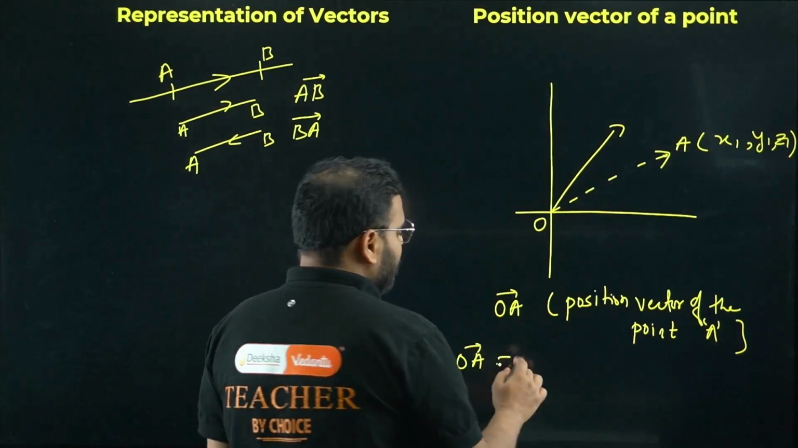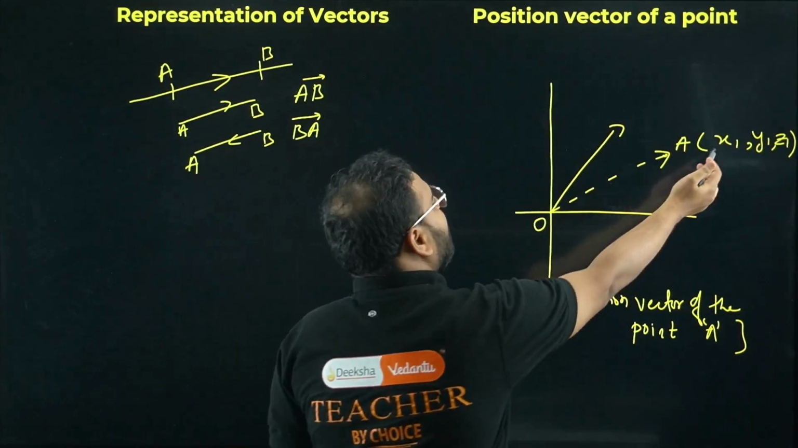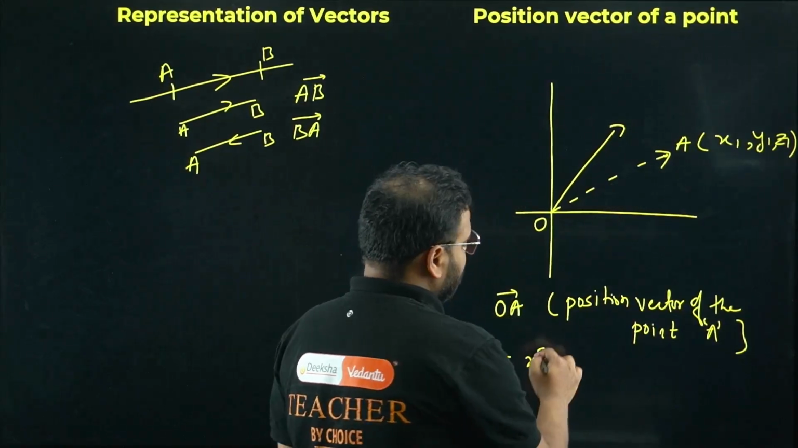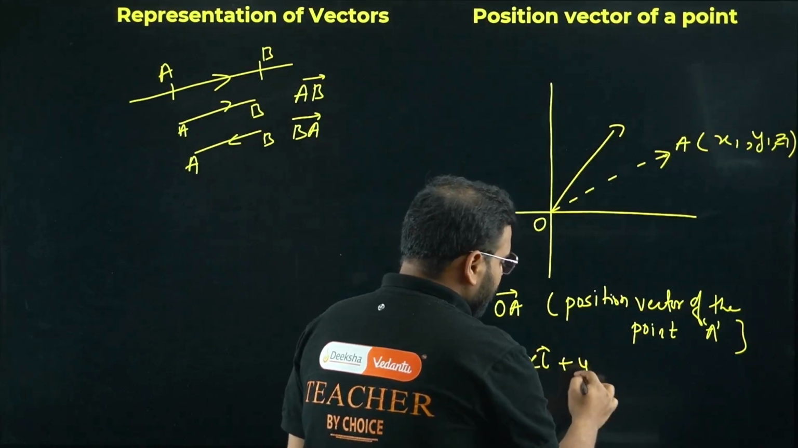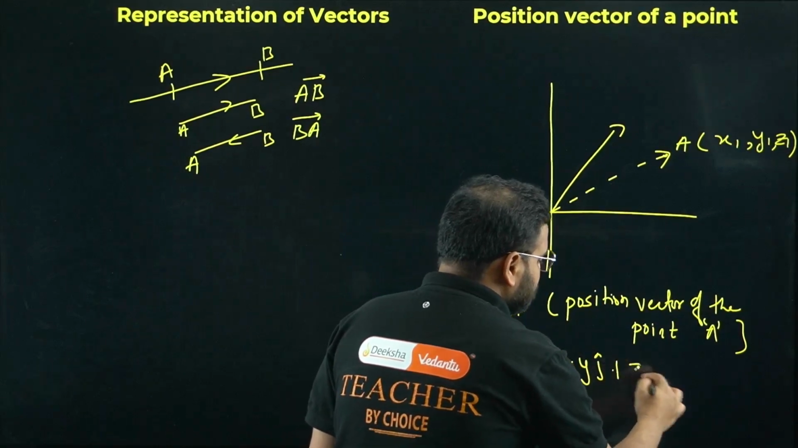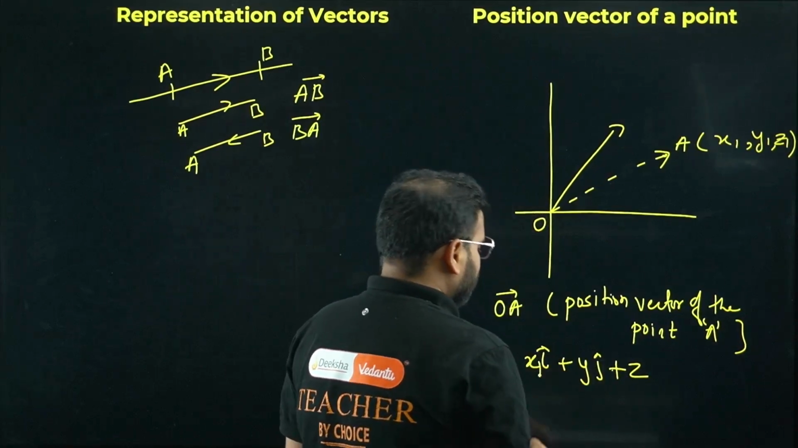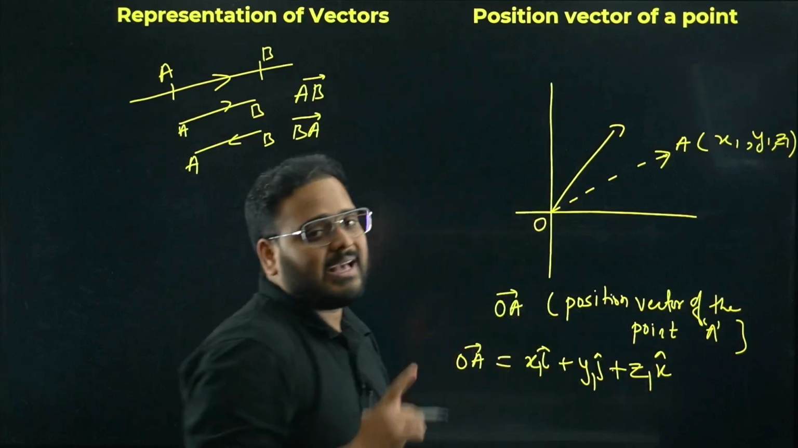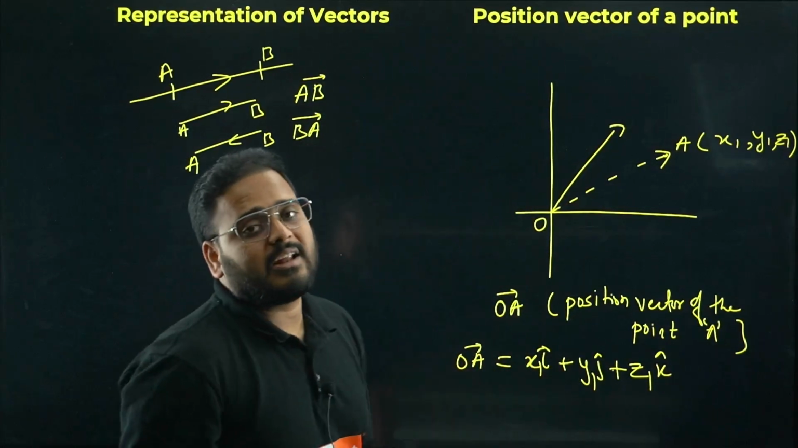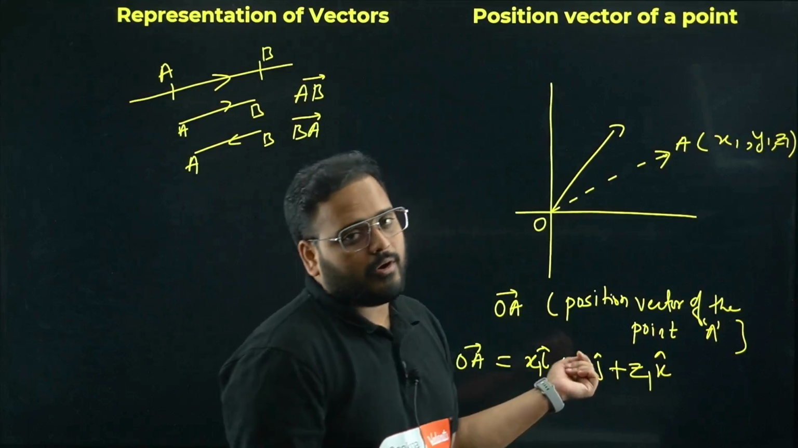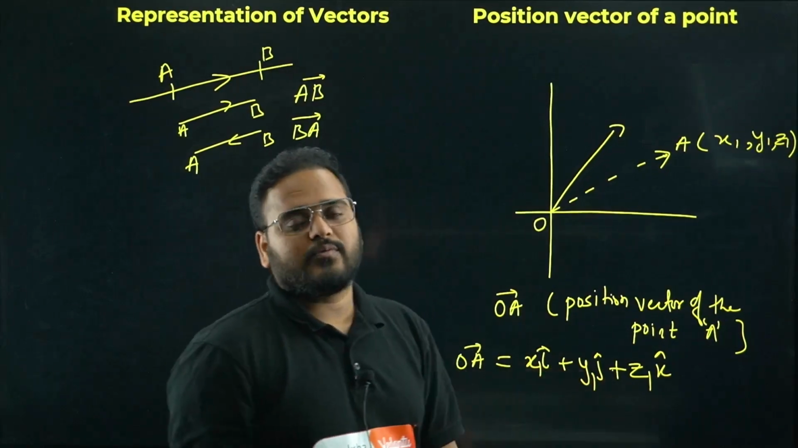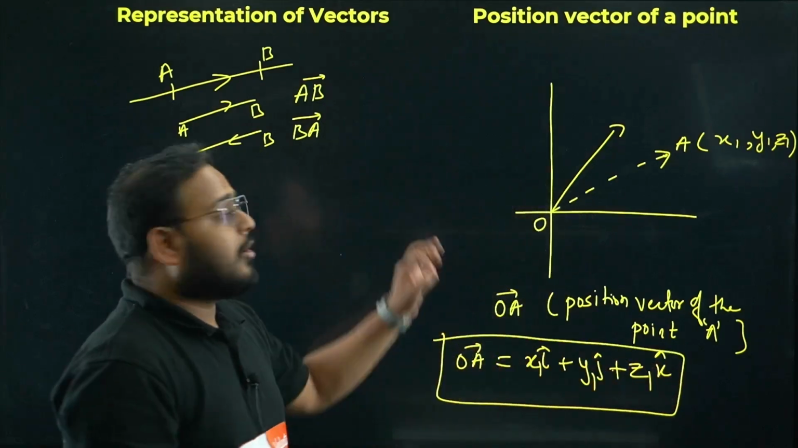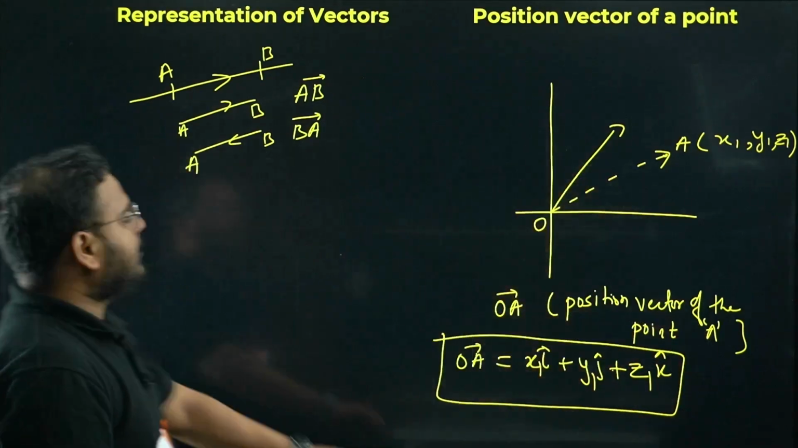I'll write it over here in the form of its rectangular components. So x1 will be your x component, or i component: x1 i cap, plus y1 j cap, plus z1 k cap. So x1 is the component of the vector OA in the direction of x. The component of the vector OA in the direction of y is going to be y1. Same goes with z1 for the z component. This is how you represent the position vector of a point. Is that clear? Okay.